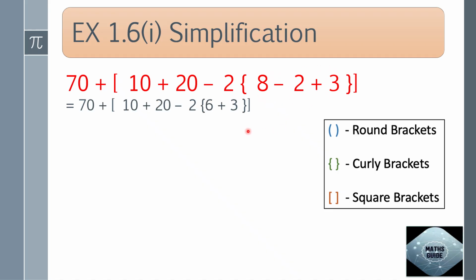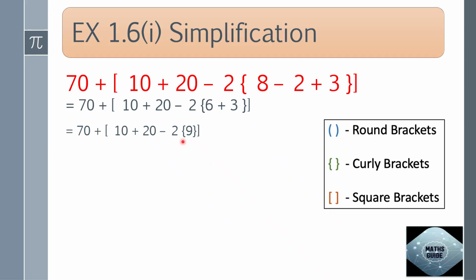So our next step is 70 plus, keeping this unchanged, and solving the curly bracket we have 6. 8 minus 2 is 6, plus 3. Now simplifying again, 6 plus 3 is 9. When we have a single-digit answer the brackets are automatically removed. Now we can remove this curly bracket, and as there is no sign between 2 and 9, it means there is a multiplication symbol between them.